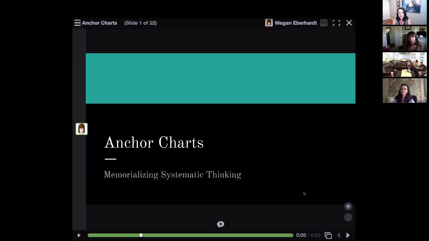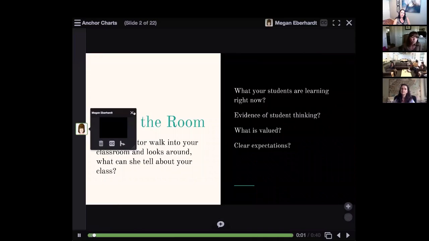So this assignment was getting them to analyze the public school classroom because they often have had experience working with children, but they don't have the experience of looking at a classroom through the lens of a teacher because there's so much that goes on. Everything is intentional in a classroom. It doesn't just happen.